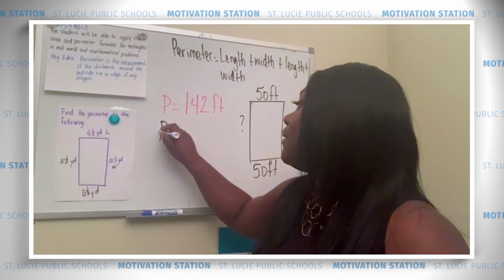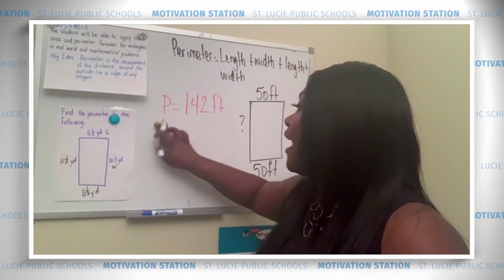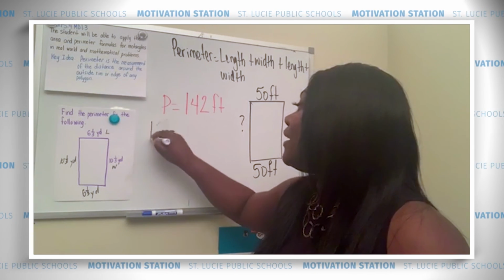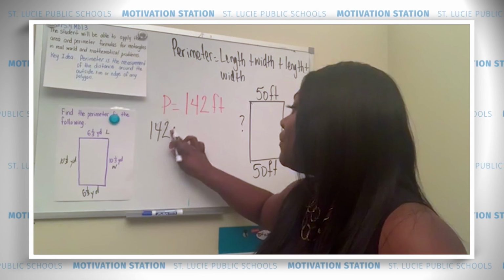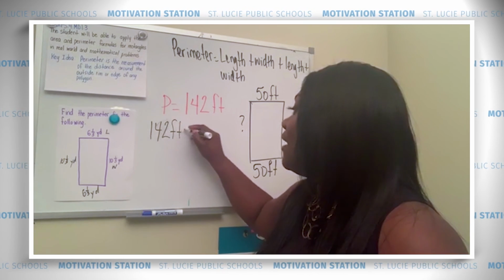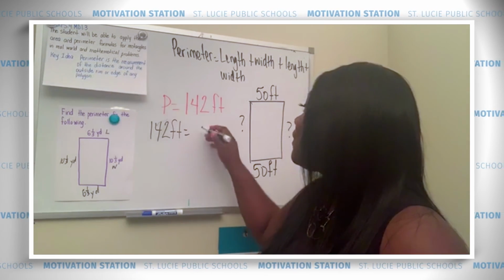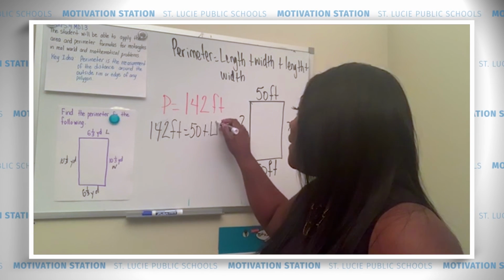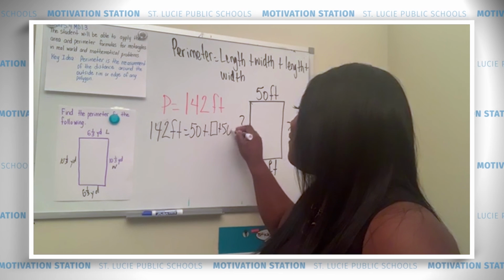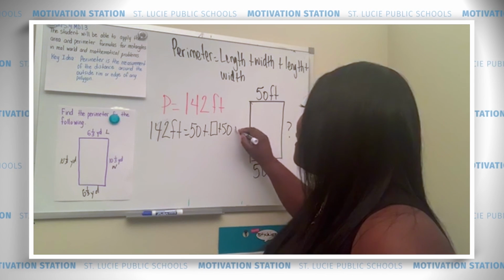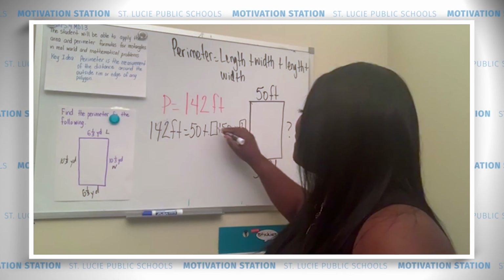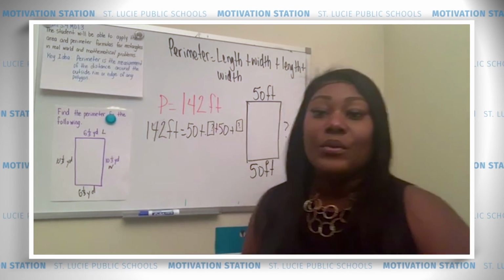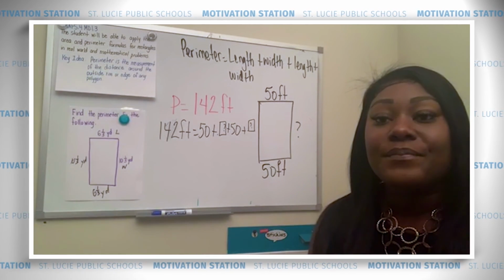We know that perimeter is equal to, well, we actually have the perimeter. So we'll write it as 142 feet is equivalent to 50 plus an unknown number plus 50, plus an unknown number. Do you know what those unknown numbers are?